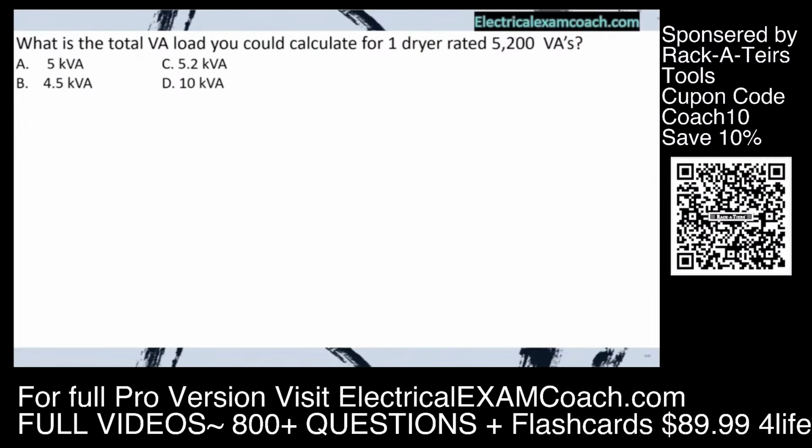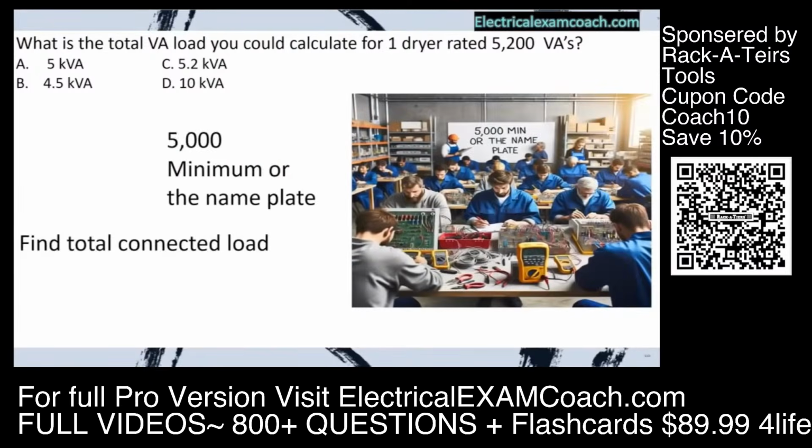What is the total VA load you would calculate for one dryer rated at 5,200 VAs? First, we're going to find our total connected load. We know that we have to do a 5,000 minimum or the nameplate, whichever is larger. In this case, the nameplate's larger, so we're going to select 5,200. Now that we have our total connected load, we're going to check for demand factors.